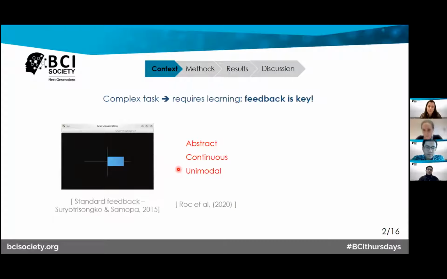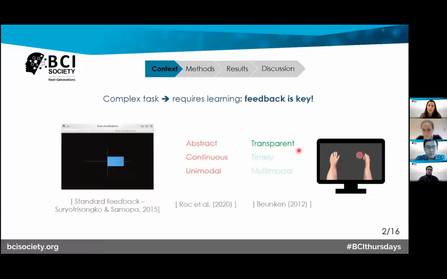However, a recent review from Alinrock and colleagues showed that to be useful to a user, the feedback should aim at being more transparent, timely, and multimodal. For this study, we focused on the transparency effect. So a transparent feedback should be strongly related to the motor imagery task. For example, if you have a feedback that shows hand movements, it's closer to the motor imagery task than the classical blue bar feedback. What we hypothesized is that if we had a more transparent feedback, it could improve BCI performance by reinforcing the sense of agency of the participant.